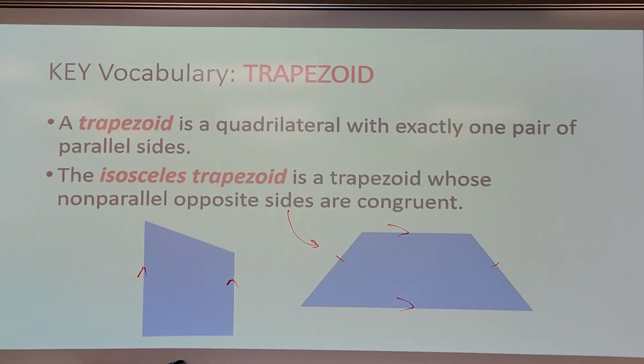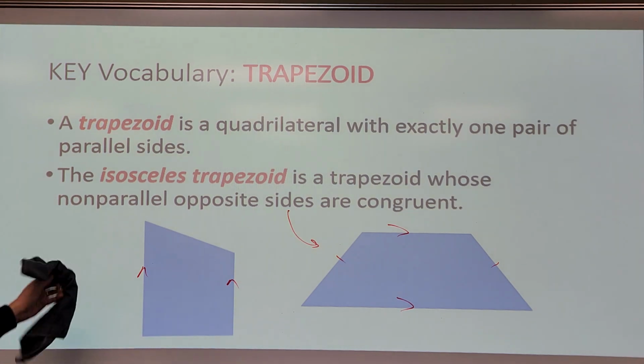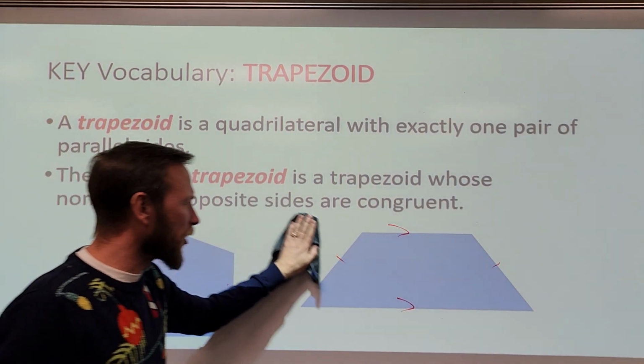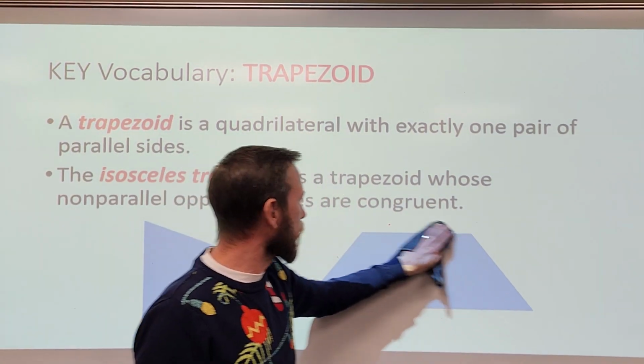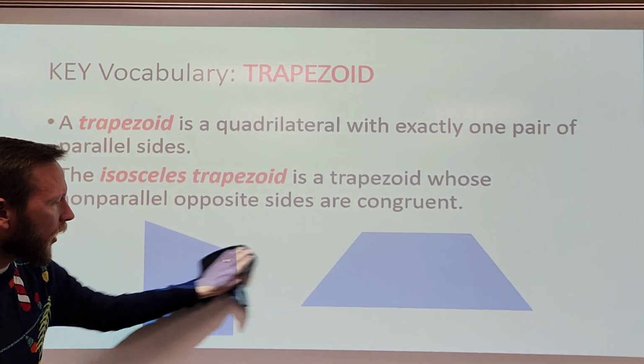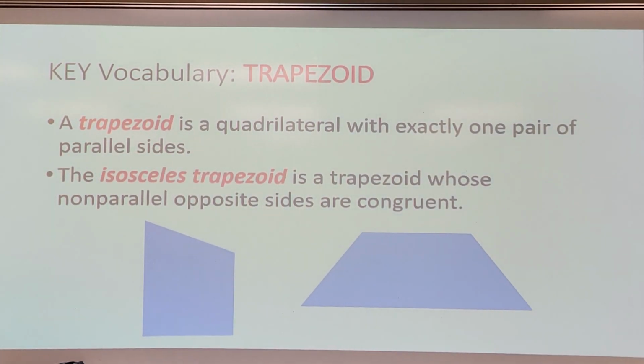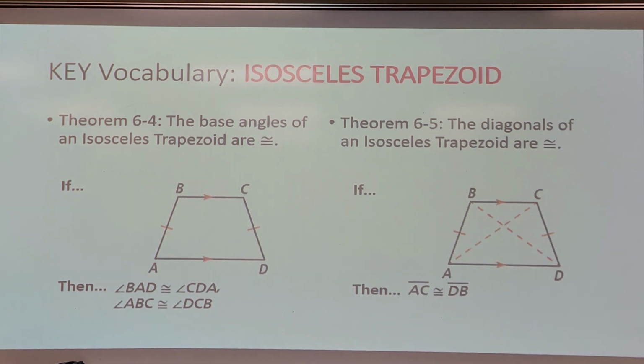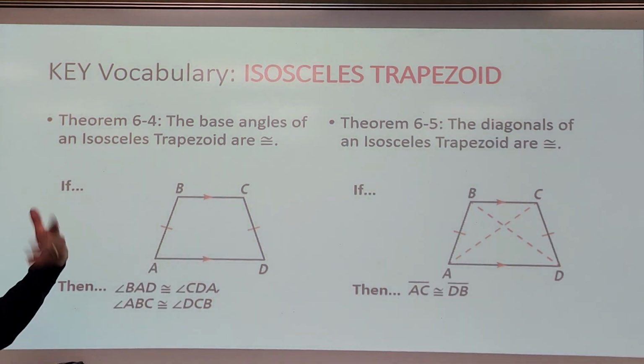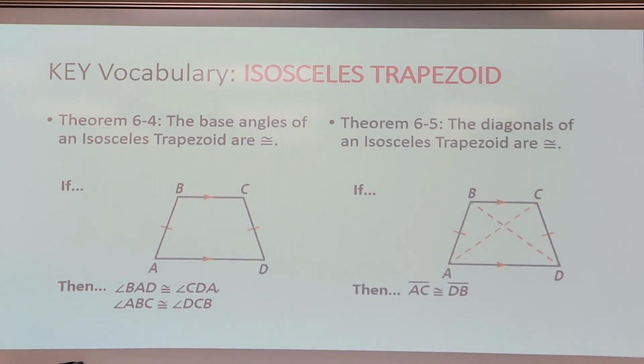So the non-parallel sides in an isosceles trapezoid are congruent. That should not be new vocabulary for you, but then again, I don't know what has happened with you over the last several years, and so if you did not know that, now you do. And the expectation is that we're able to identify the difference between a trapezoid and an isosceles trapezoid. The nuance there, right? They're both trapezoids. They have all the same characteristics as trapezoids, but isosceles trapezoids are extra special.